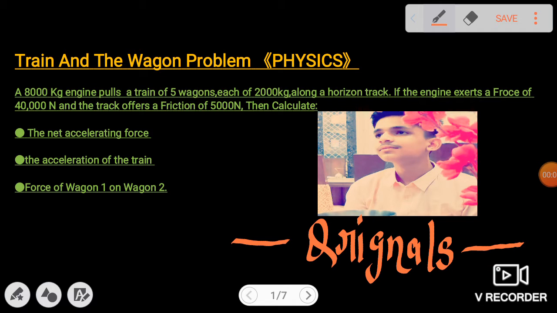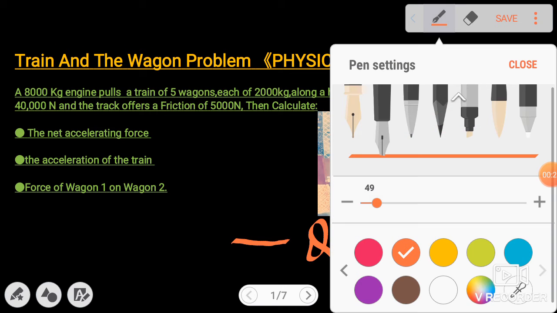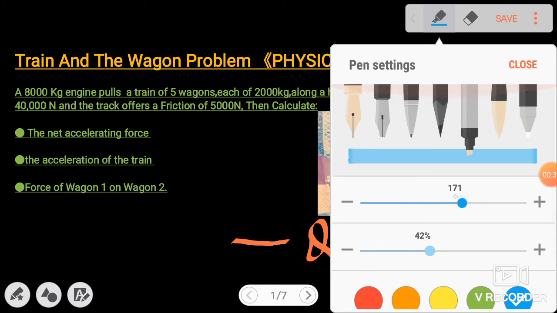I'm Virat Pandey, and in today's lecture we're going to solve a question which is the train and the wagon problem. In the train and the wagon problem, we will face a problem related to a train and the wagons. So let's see the question. In the question, a 8,000 kg engine pulls a train of 5 wagons, each of 2,000 kg. We'll mark the important points also.